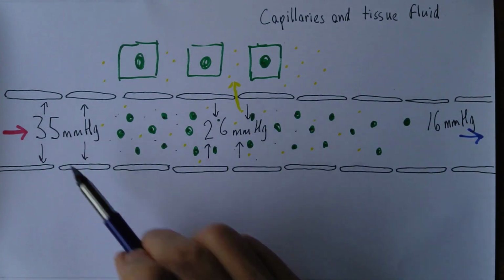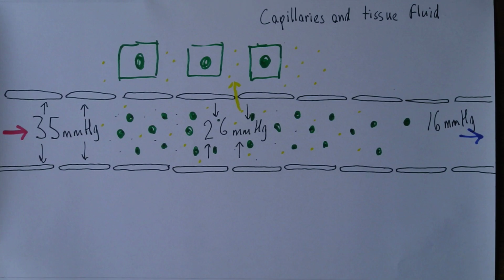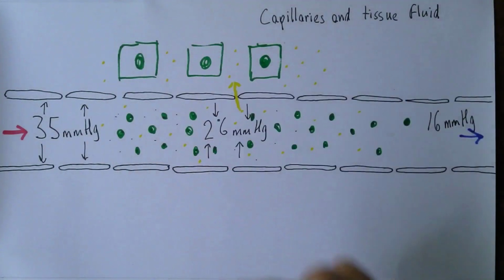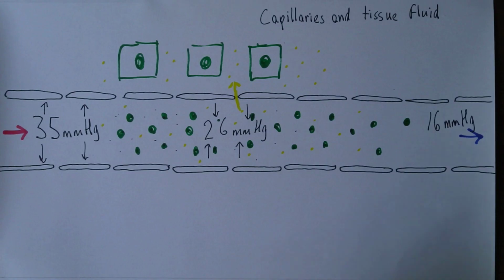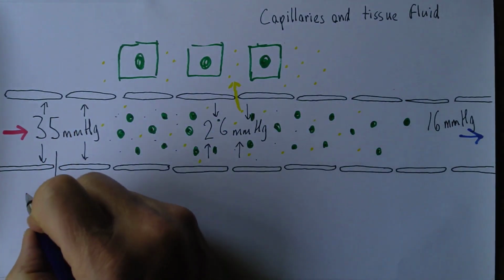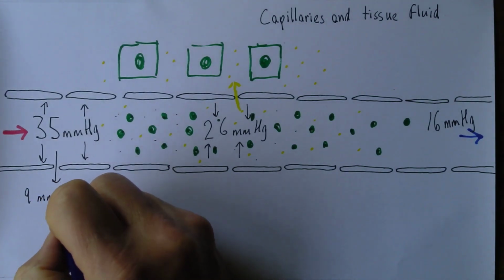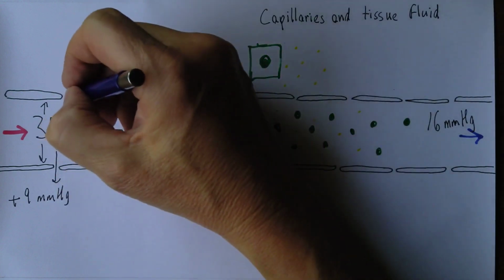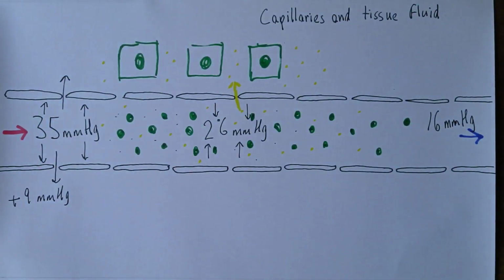So there we've got 35 pushing out, and we've got 26 sucking back in. So that gives us a net filtration pressure of 9 millimeters of mercury. Can you see that? There's 35 pushing out, 26 trying to suck back in, so that will give us a filtration pressure of 9 millimeters of mercury. And of course that's positive, and that's going to cause the filtration of tissue fluid.